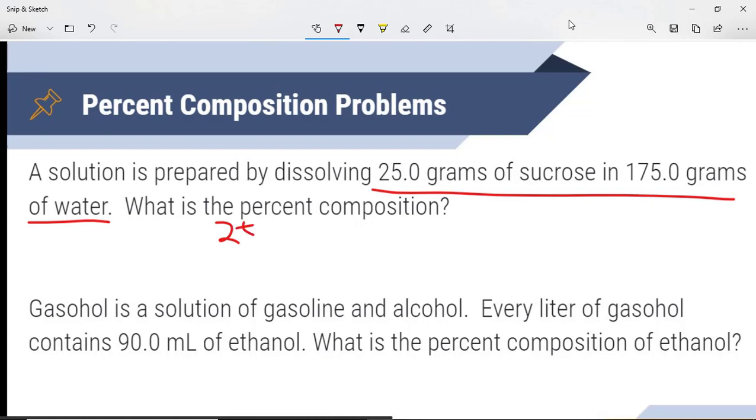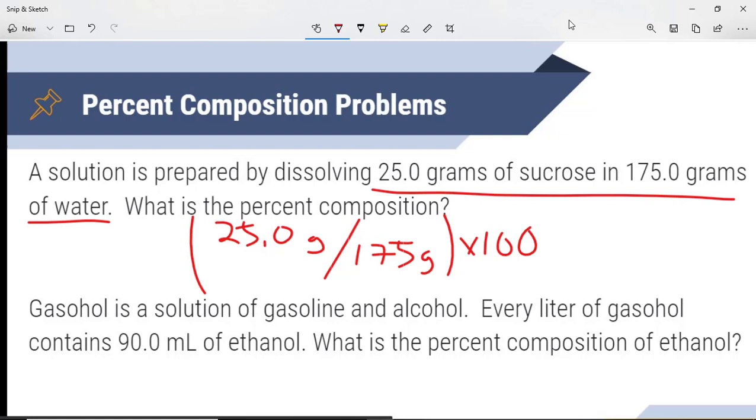We're going to take 25.0 grams divided by 175 grams. And then whatever we get there, we're just simply going to multiply that by 100 to get our answer. Very, very straightforward here. And using correct significant figures, we end up with 14.3% grams sucrose. Okay. Again, pretty straightforward here.